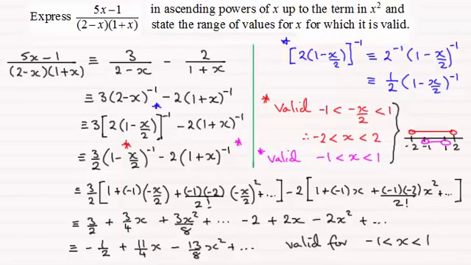Okay, well, I hope that's given you some idea where you can take this example as a typical model for being able to expand a fraction then by first of all splitting it into partial fractions, then using the binomial expansion to finally get a series in ascending powers of x.